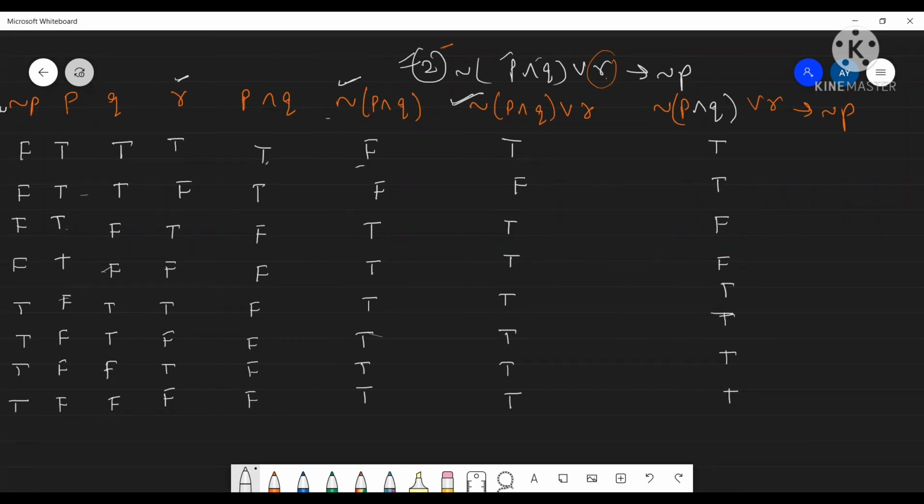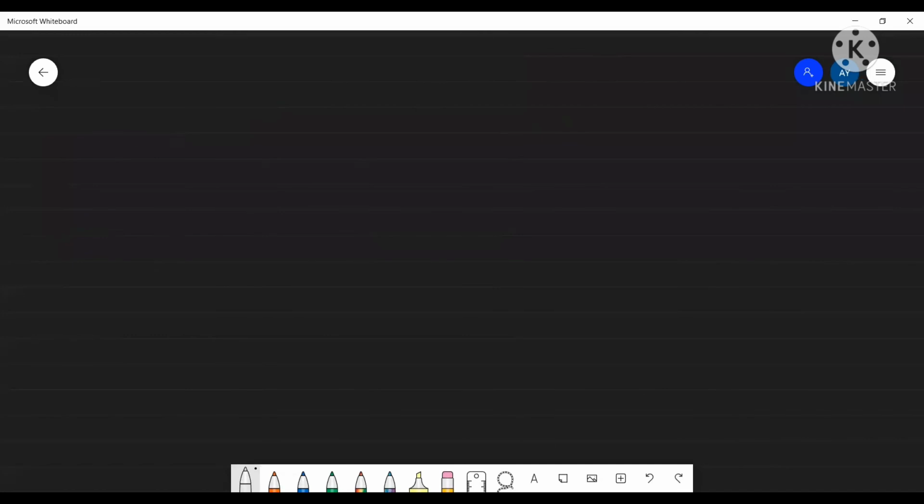Okay. Shall we move on to the next one? The next question. I hope you are clear with all these things. The next question is, show that P biconditional Q is equivalent to P implies Q and Q implies P.